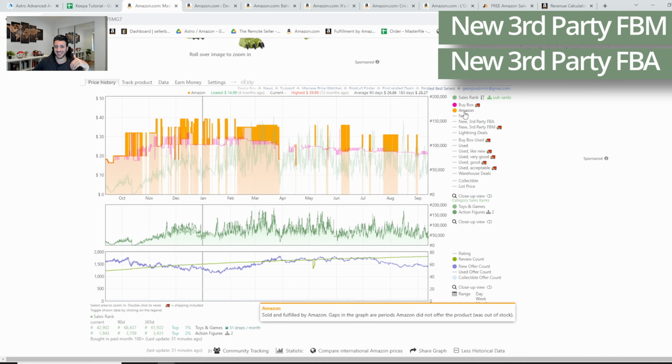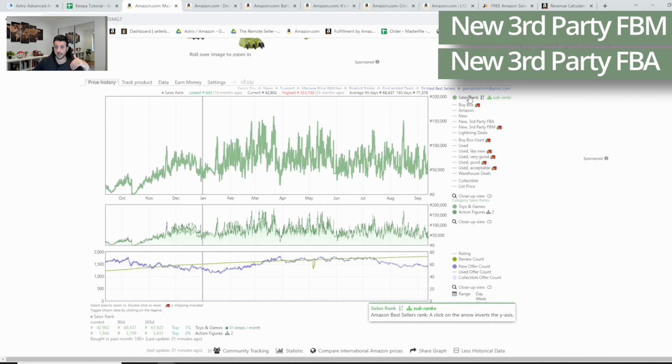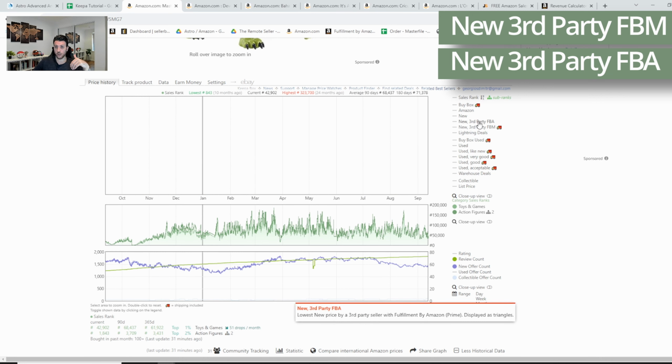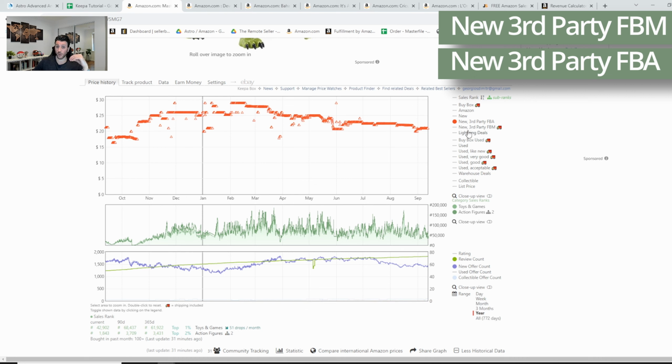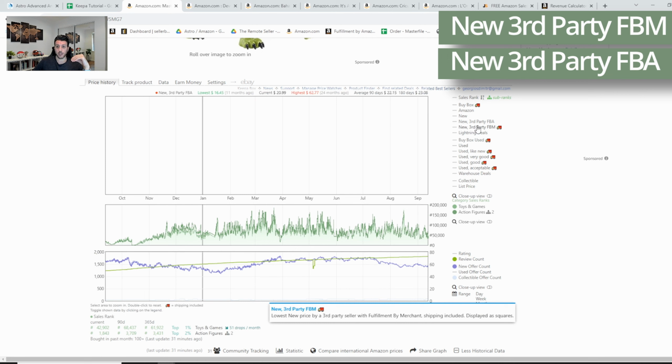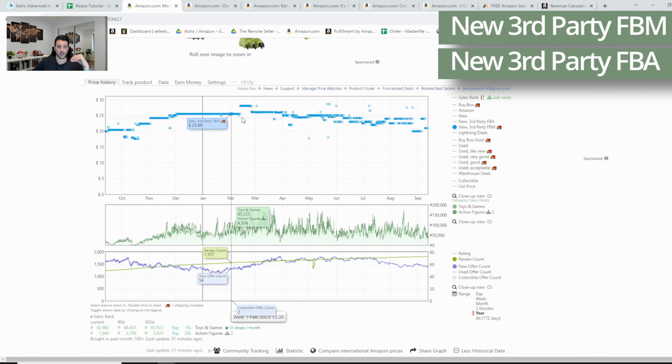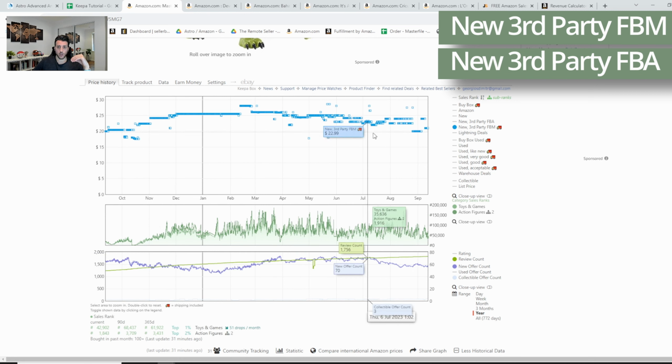So I'm gonna just quickly take off the other one so you can see these a bit clearer. I'm gonna click on new third-party FBA, which is signified with the orange triangle. And basically when you hover over that, you can see what the lowest price for an FBA seller is. And the same for the FBM seller, but instead of an orange triangle, it's a blue square. So you can see the lowest FBM price by scrolling over this.